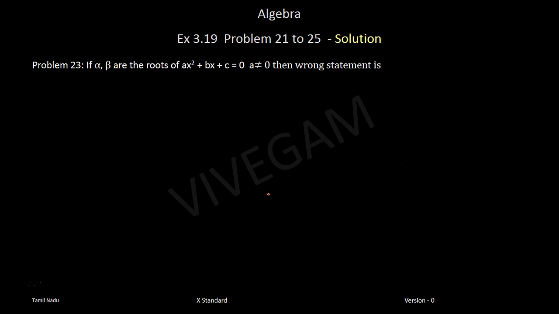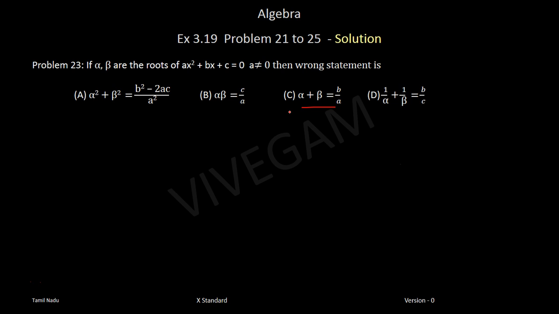Problem 23. And what does it say? If alpha, beta are the roots of ax square plus bx plus c equal to 0, a not equal to 0, then find the wrong statement. For this you have to do a lot of simplification, but quickly go through, and you'll be able to get that alpha and beta are the roots. So the sum of the roots is minus b by a. Here you can see they have put it as equal to b by a. It should be minus b by a, right? So this is the wrong statement.